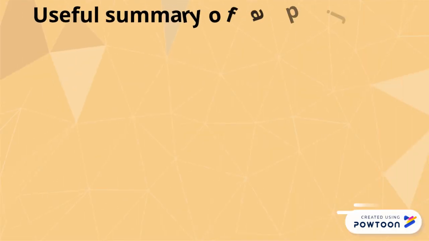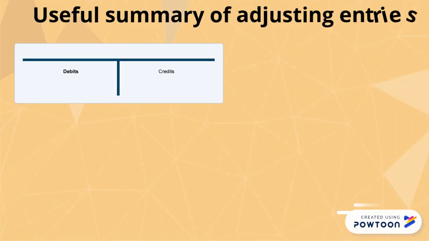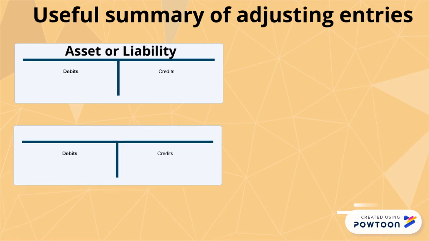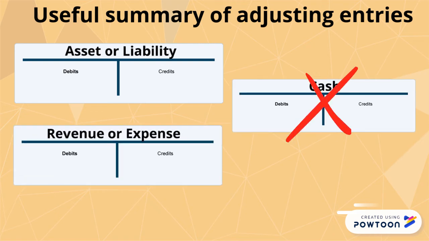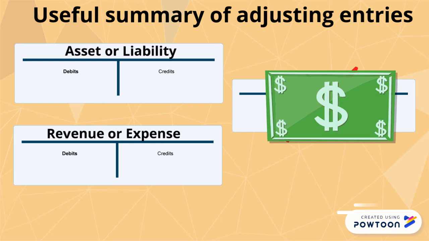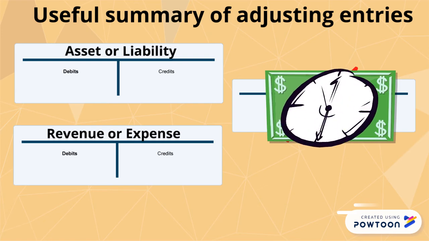You may have noticed that adjusting entries always involves an asset or liability account and a revenue or expense account, whereas they never involve adjusting cash accounts, as the cash is either recorded at the original transaction or at a later date.